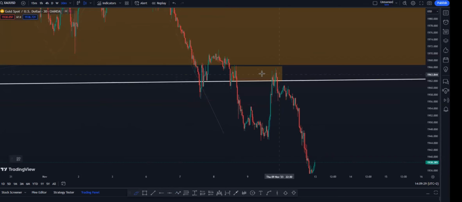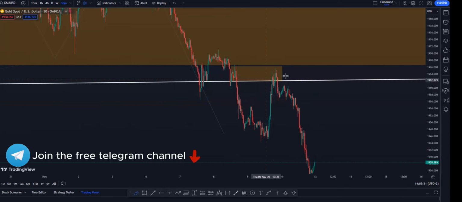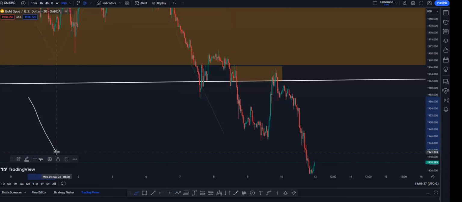Before I take a sell, I need to see a change of direction. Let's say the market is dropping and then pulling back, pulling back, pulling back. On this pulling back, we need to see a change of direction. We need to see something like this, a breakout of this, and then a retest and a continuation.